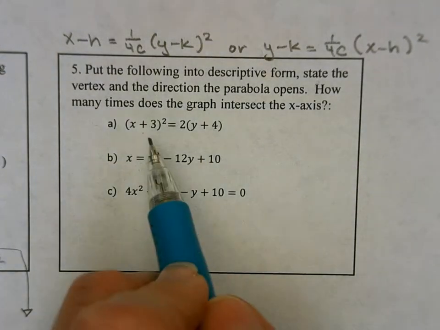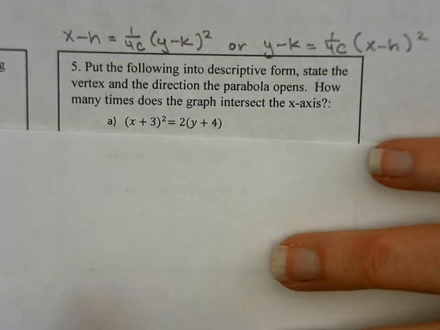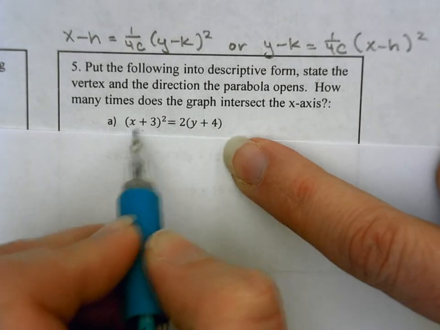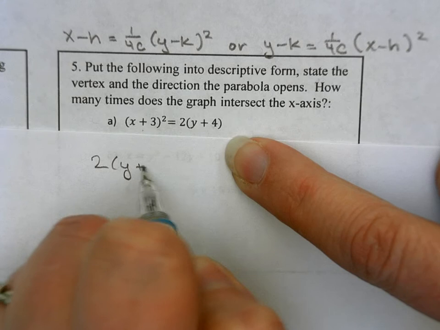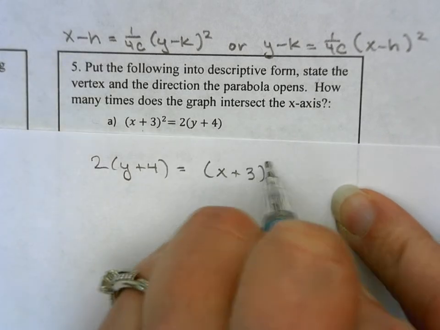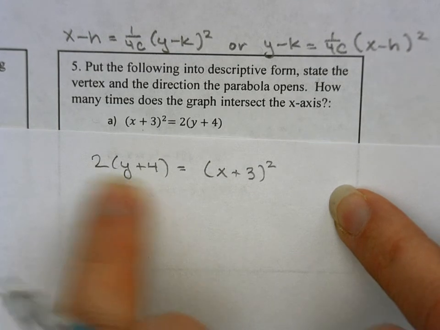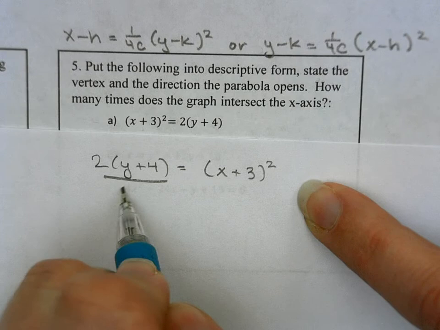So what I want to do for A is I want to flip that around. So I want my linear term on the other side and the squared. So I'm just going to flip that around. That just gets the squared on the right-hand side. And then I want to make sure that the 2 is over here in front, right? Because we want that there. So I'm going to divide by 2.